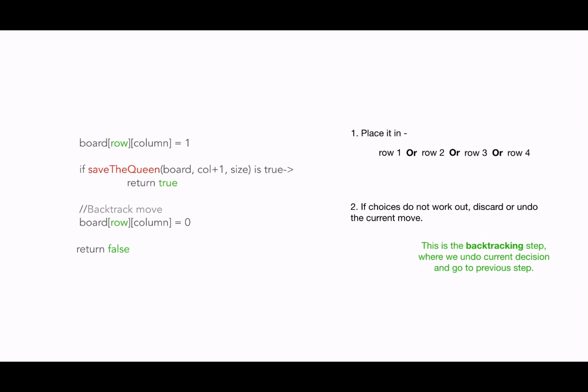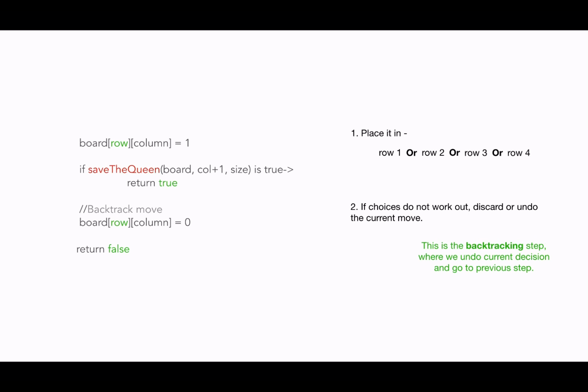First, we are going to place the queen at the current cell by marking it with 1, and then we are going to go column by column by making the recursive calls. So we're calling the saveTheQueen method and passing column plus 1 to it. If this choice is going to work out, then this method is going to return true.